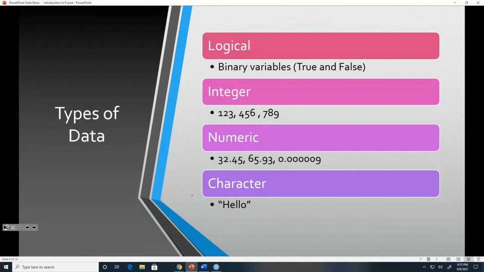Okay, so there are several types of data that we can use in R, including logical, which are binary variables: 0, 1, true, false, on, off, any way you want to look at it. Integer type data, 1, 2, 3, 4, 5, 6, are basically whole numbers. Numeric type can be decimals. And then character, you always have to put character data in quotations, like "hello".